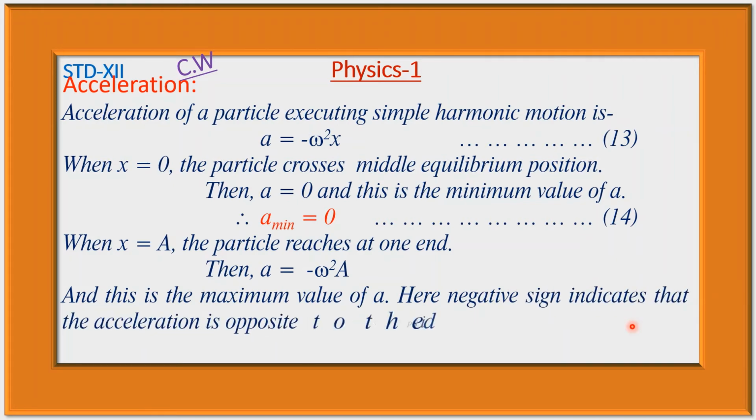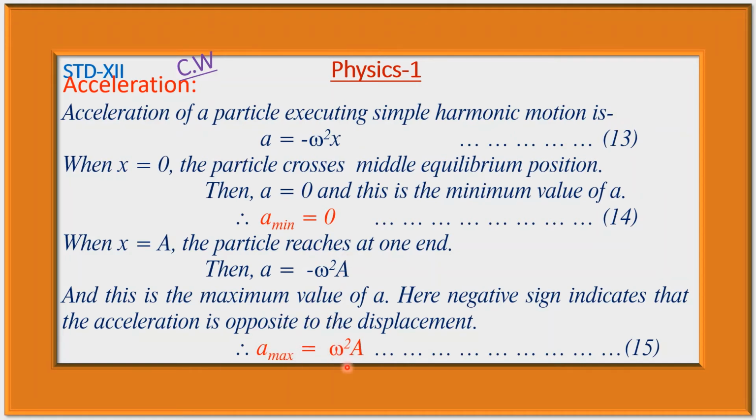And here the negative sign indicates the acceleration is opposite to the displacement. Therefore, a max, that is maximum acceleration, is equal to omega square x. The maximum value of acceleration is omega square a. Here the negative sign indicates acceleration is opposite to the displacement.